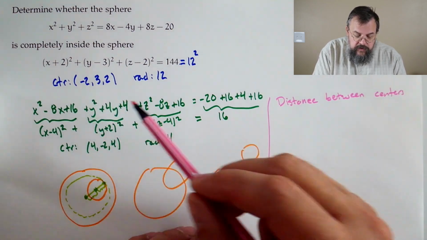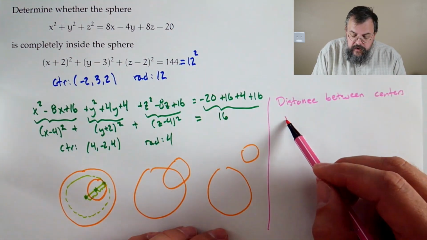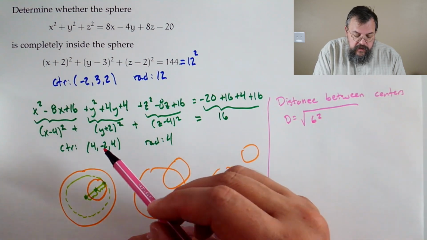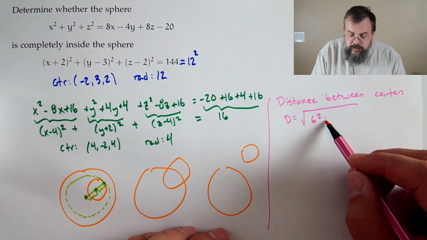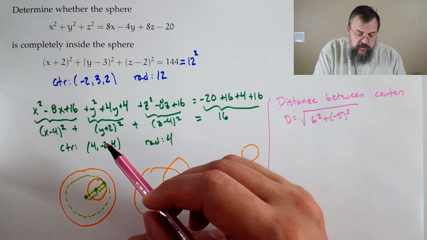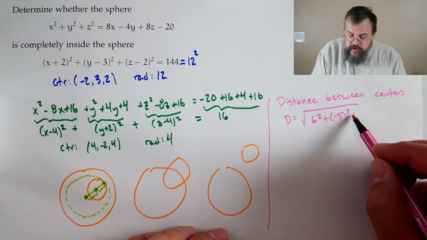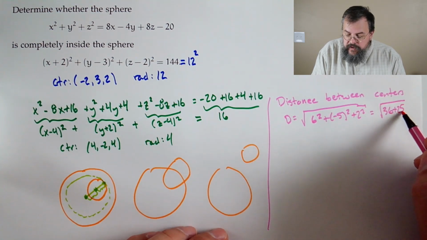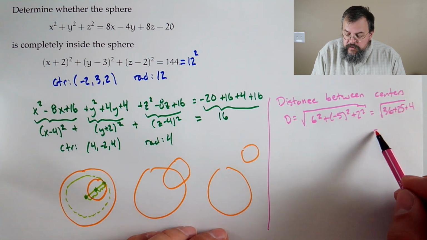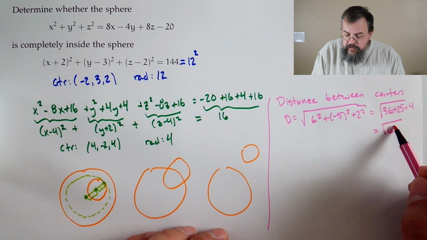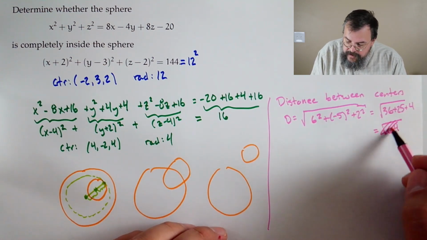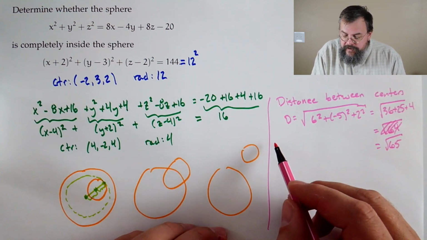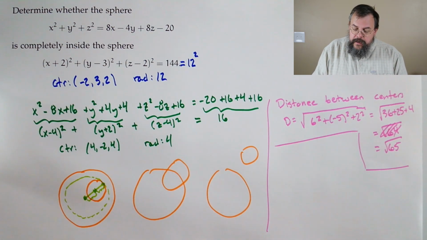Well, take the difference. 4 subtract -2 would be 6, so we're going to have 6 squared. -2 subtract 3 would be -5 squared. 4 subtract 2 would be 2 squared. So that's the square root of 36 plus 25 plus 4, or, if you like, that's the square root of 65. I wrote 64, but I did say 65, so there we go. Square root of 65.